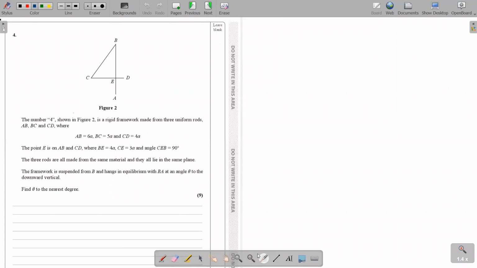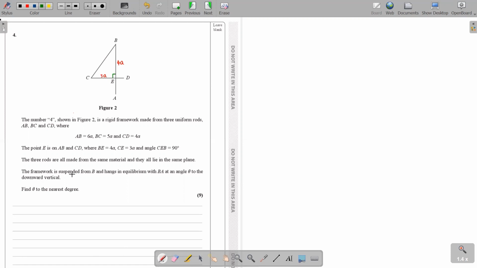The diagram shown in figure 2 is a rigid framework made from 3 uniform rods, AB, BC, and CD, where AB is equal to 6a, BC is equal to 5a, CD is equal to 4a. Do you see that it's made up of 3 rods? They say here point E is on AB, where BE equals 4a, CE equals 3a, and angle CEB equals 90. So this angle CEB is equal to 90. The 3 rods are all made from the same material and they all lie in the same plane.